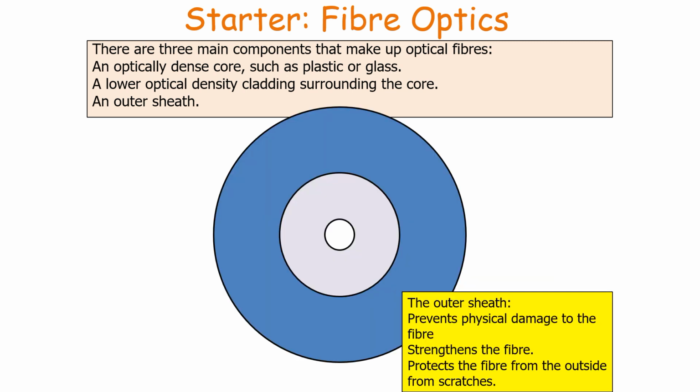Now the outer sheath is important because it prevents physical damage to the fibre, it strengthens the optical fibre, and it protects the optical fibre from outside damage such as scratches.